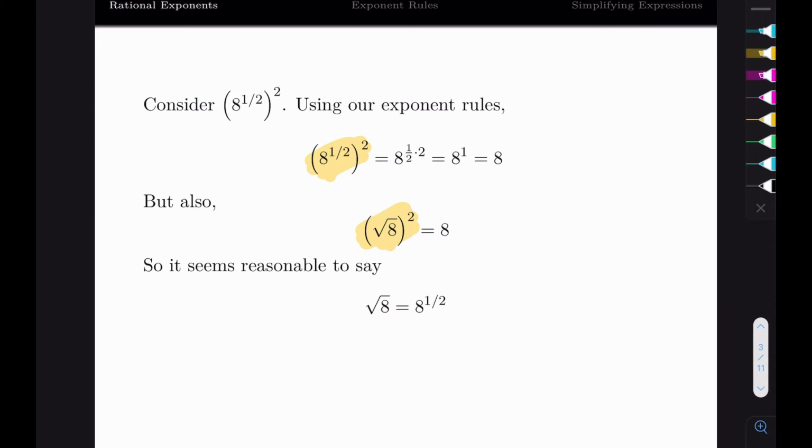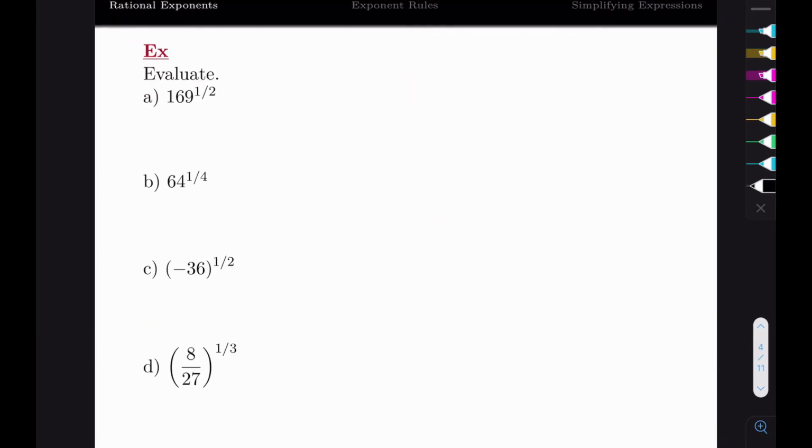If we have the square root, we can write it as 8 to the 1/2 power. And really, this is going to be true in general. If we have the nth root of a, what we can do is write that as a fractional exponent, and you put the index in the bottom of the denominator. So let's just try some examples relating it to what we have.